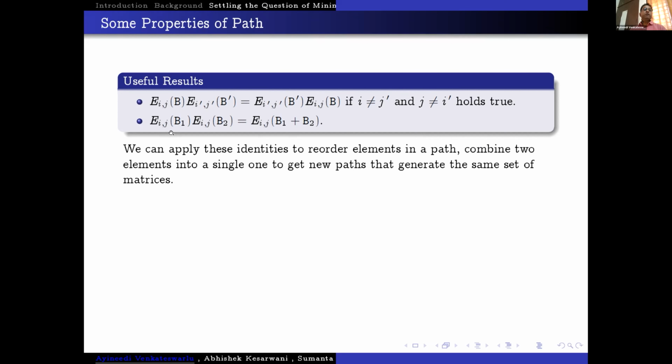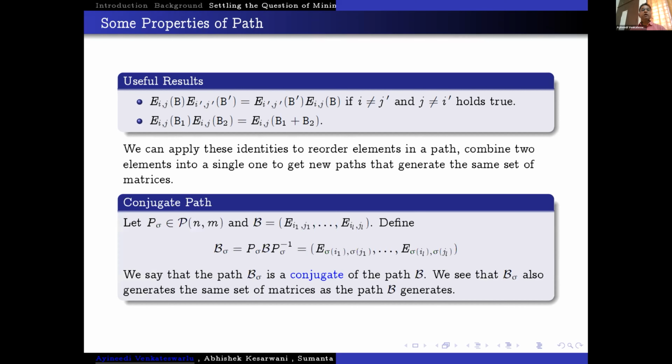Not only that, if in a path two consecutive elements have the same indices, they can be clubbed together into a single element. So the path of length L can be reduced to a path of length L minus 1 that also generates the same set of matrices.